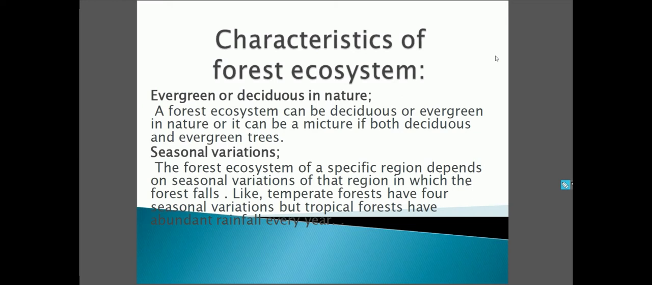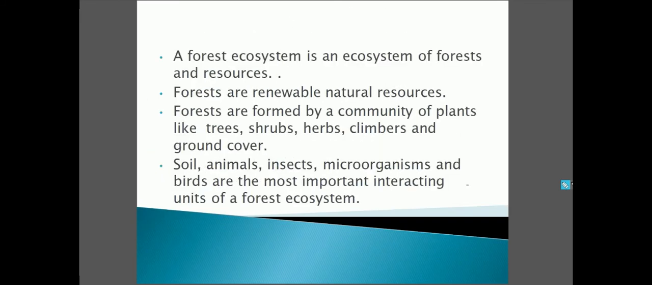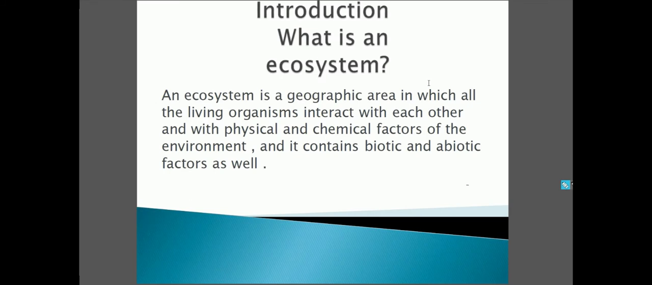I'm talking about the characteristics of the forest ecosystem. Before starting with the forest ecosystem, you may have to recall what the forest ecosystem is, and what an ecosystem actually is. So we would have a look at the ecosystem. Basically, what is the ecosystem? Let's define the ecosystem.